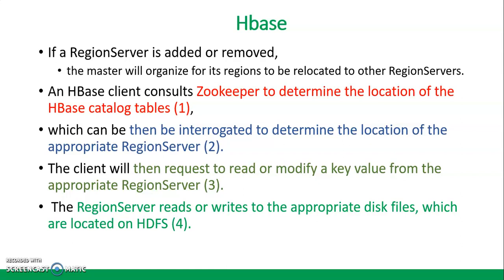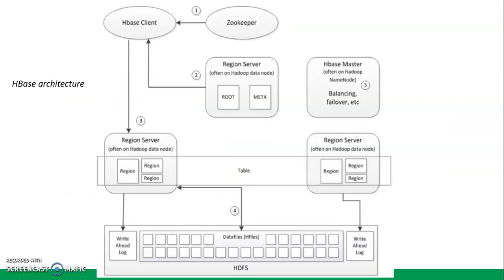An HBase client consults ZooKeeper to determine the location of HBase catalog tables, which can then be interrogated to determine the location of the appropriate region server. The client will then request to read or modify a key value from the appropriate region server. The region server reads or writes to the appropriate disk files which are located on HDFS. So the entire scenario is described in the figure shown here.